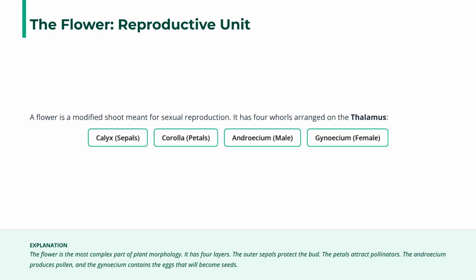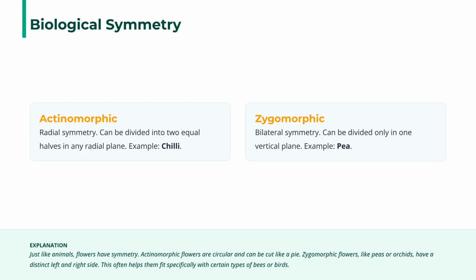The flower is a modified shoot for sexual reproduction, arranged in 4 whorls on the thalamus. These are the protective sepals and attractive petals, followed by the pollen-producing androecium and the egg-containing gynoecium. Flowers have biological symmetry. Actinomorphic flowers have radial symmetry and can be divided equally in any radial plane. Zygomorphic flowers have bilateral symmetry, divisible into equal halves in only one vertical plane.